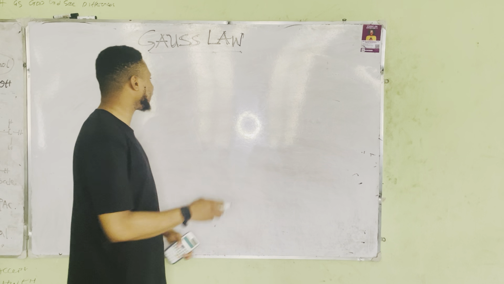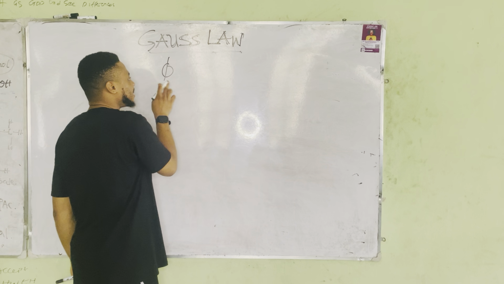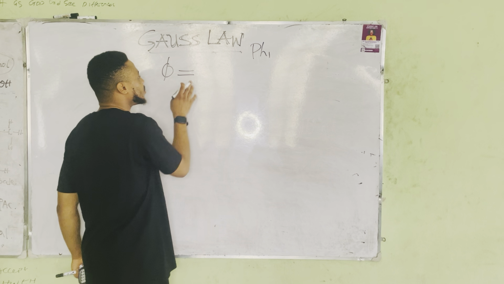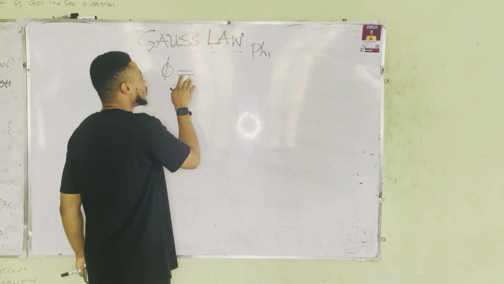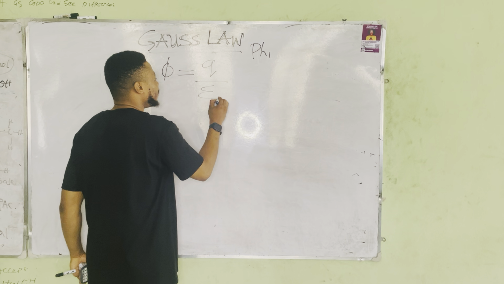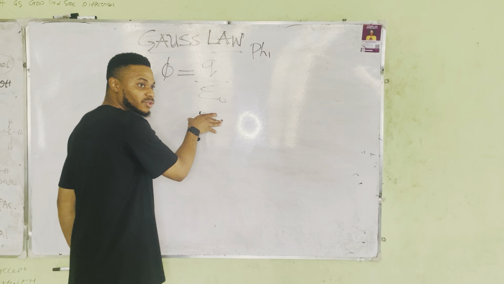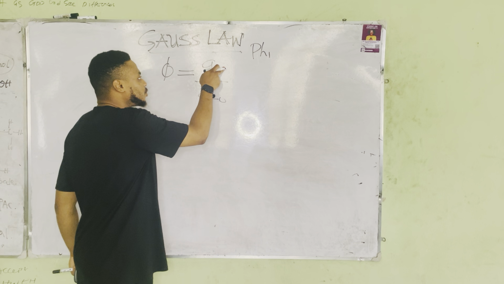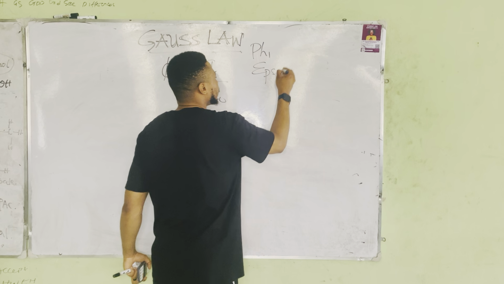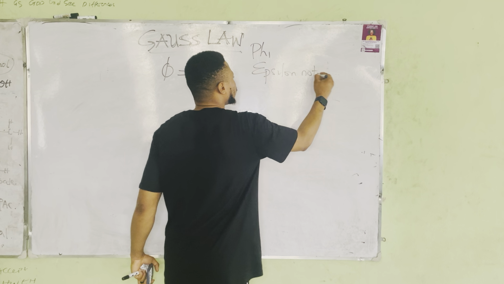So what we are saying is that the electric flux is denoted as phi, and it is equal to the charge all over the permittivity of a vacuum or permittivity of free space. So this is directly proportional to this, but inversely proportional to this. Remember epsilon naught, which is our E naught.